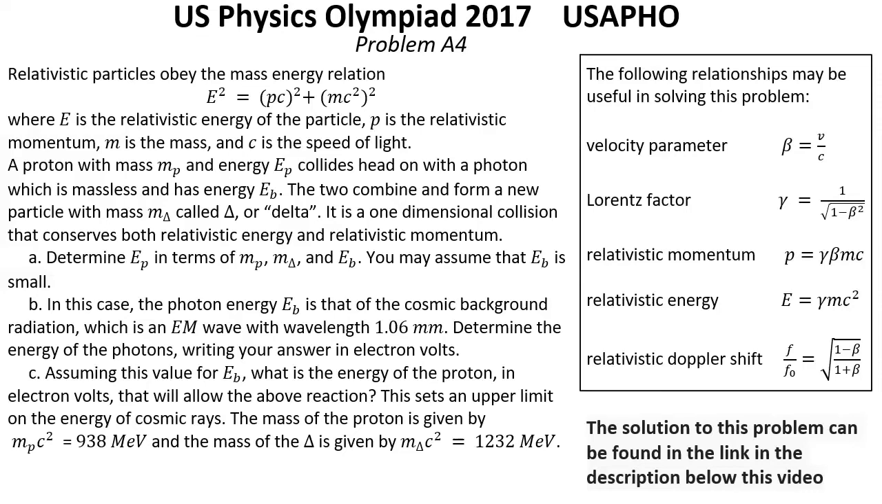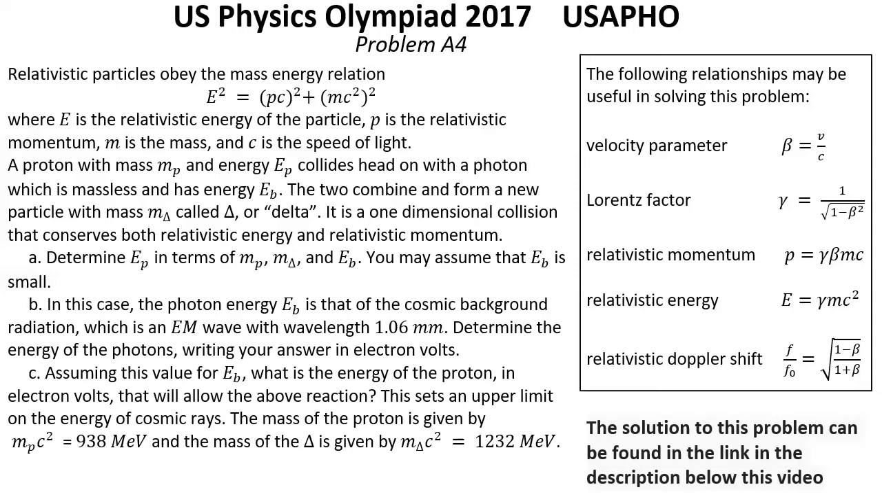Question A. Determine EP in terms of MP, M delta and EB. You may assume that EB is small. Question B. In this case, the photon energy EB is that of the cosmic background radiation, which is an electromagnetic wave with a wavelength 1.06 millimeters. Determine the energy of the photons, writing your answer in electron volts. Question C. Assuming this value for EB, what is the energy of the proton in electron volts that will allow the above reaction? This sets an upper limit on the energy of cosmic rays.